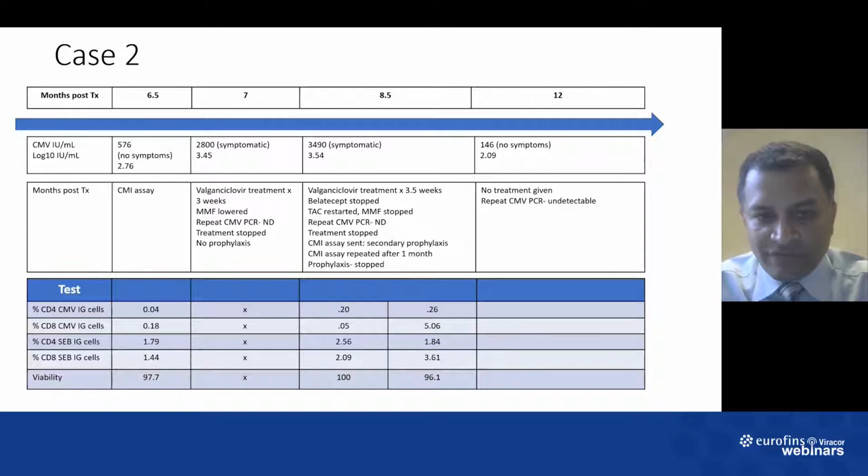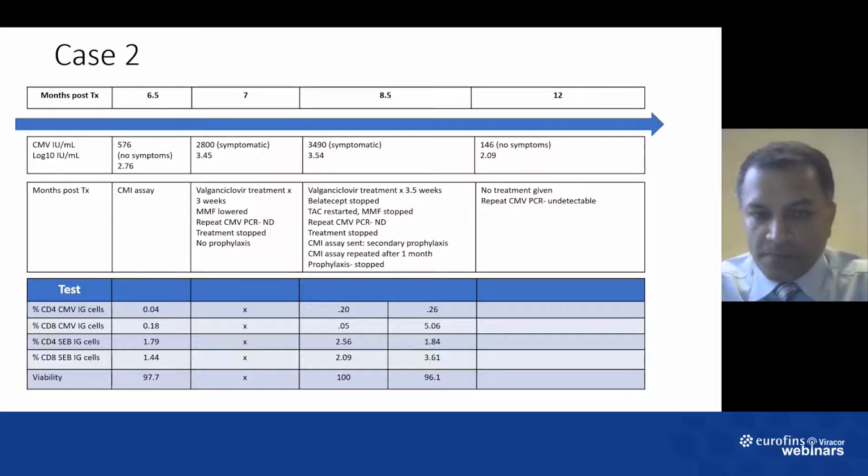Along with treatment of valganciclovir, MMF was further lowered. CMV PCRs became non-detectable. Sequential PCRs became non-detectable at around 3 weeks. Treatment was stopped, and we did not give any secondary prophylaxis at the time.